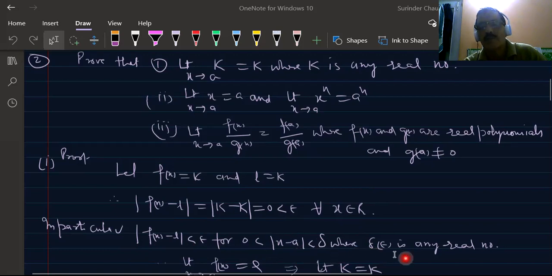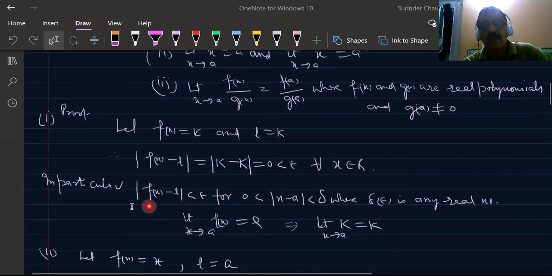where epsilon is any real number. You can take any real number, because it holds for all real numbers. So this implies epsilon is greater than 0, and delta we can give any value. Therefore, the limit as x approaches a of a constant function L is the constant itself.